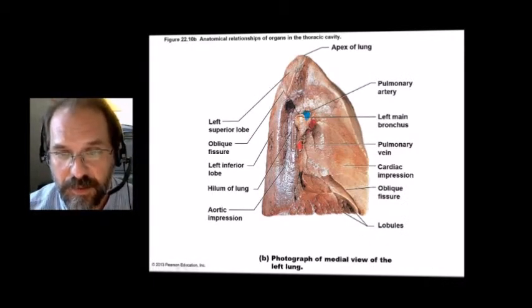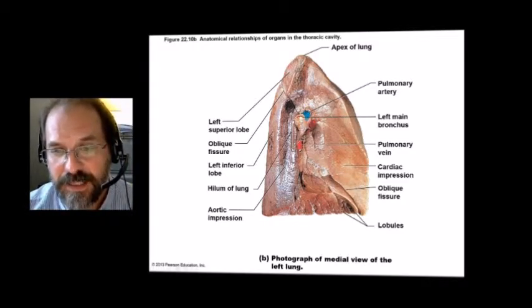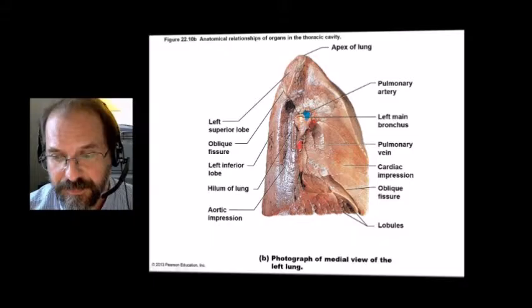There's an actual picture of a lung looking at it from the mediastinal surface, so we're looking as if we're in the middle looking out laterally. There's an indentation on the medial aspect of the lung called the hilum, and that's what we're highlighting here. We'll see that term recycled again when we talk about the kidney. The indentation on the kidney is also called the hilum. The hilum is where the bronchi enter and the pulmonary artery enters and the pulmonary veins exit.